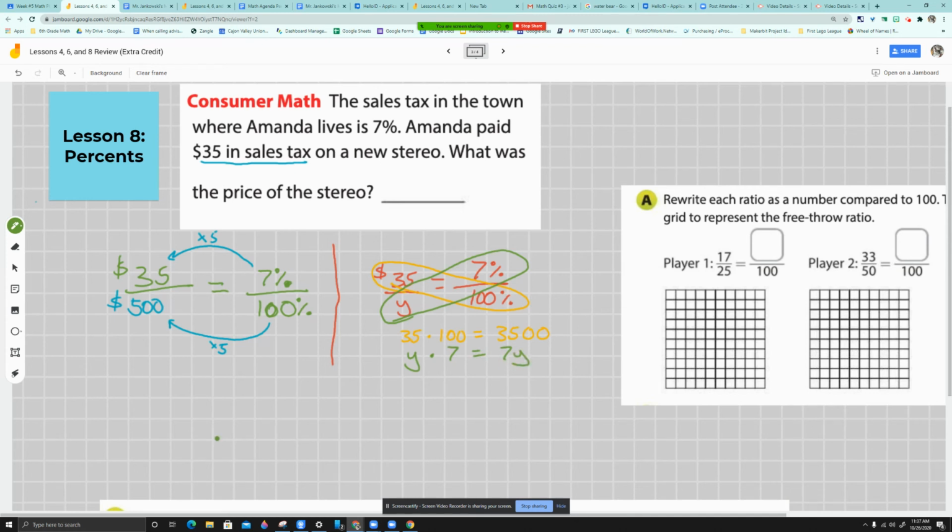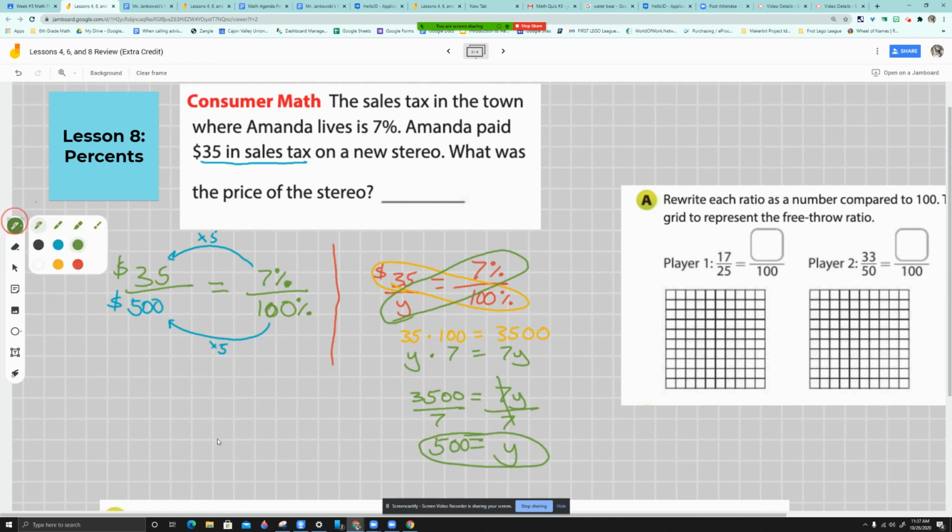And then I would take this 3,500 equals 7Y, the two products, divide by 7 on both sides to get that Y all by itself. And 3,500 divided by 7. Well, 35 divided by 7 is 5, and then we have the two zeros at the end. So Y equals 500, and we got the answer that way too. Butterfly method will work just fine.